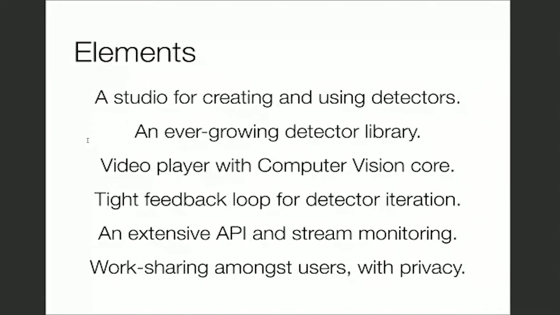We have our own video player with computer vision at its core. So if we want to be the computer vision company, we better have a computer vision player. We have a feedback loop that lets you iterate on detector quality. So you saw that detector, and then we redid it to make it a higher quality detector. There's an API to help you integrate any of these detectors in your apps, and there's stream monitoring as a service. And we have work sharing amongst users with privacy.